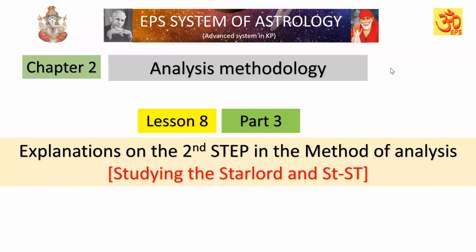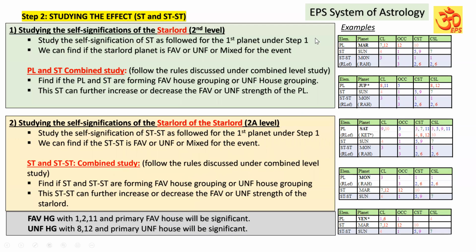Explanations on step 3 in the method of analysis, that is, analyzing the Starlord and the Starlord of the Starlord. Studying the effect planet, that is, the Starlord and the Starlord of the Starlord.